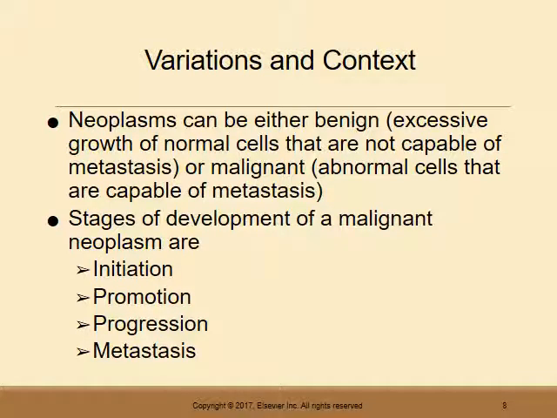Neoplasms can be either benign, which is an excessive growth of normal cells that are not capable of metastasis, or malignant, which are abnormal cells that are capable of metastasis. The stages of development of a malignant neoplasm are initiation, promotion, progression, and then metastasis.